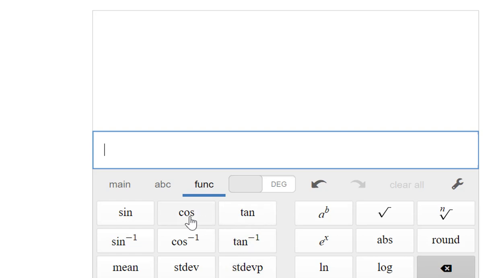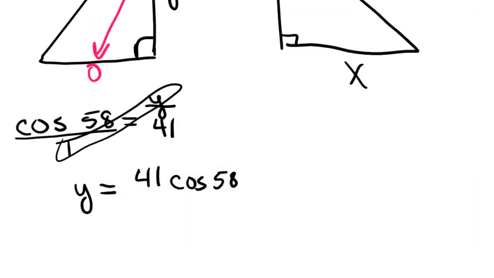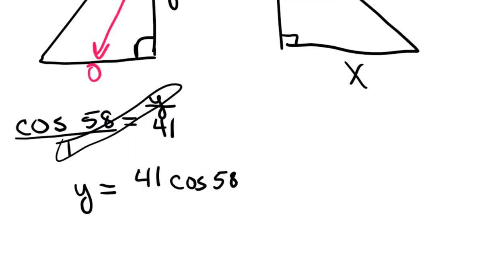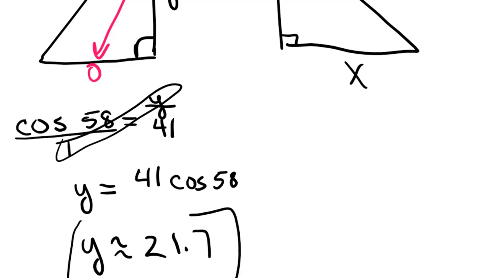But we are working with cosine. Now what was our equation? We had to type in 41 times cosine of 58. So you just type that in, 41, and then you could either hit the cosine button or type in COS, and then 58. That'll give us an approximate value of 21.726. Rounding that to the nearest tenth gives us a value of about 21.7. So that's the very first piece.